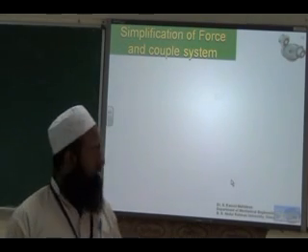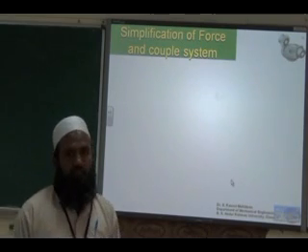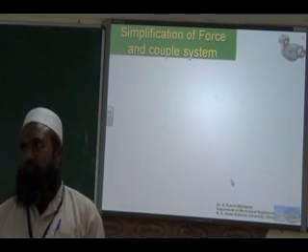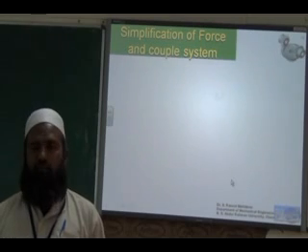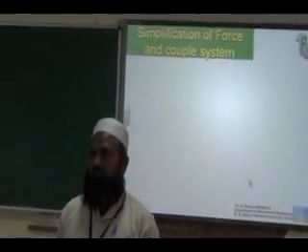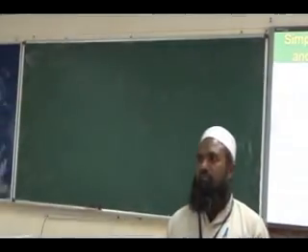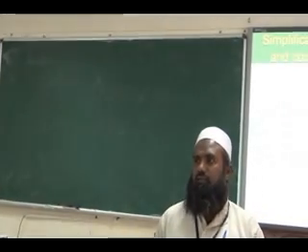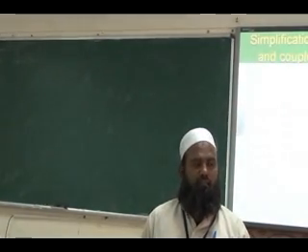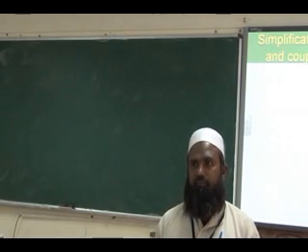Today we start with another important topic, simplification of force and couple system. We know a system or a body may consist of many forces and couples, forces and moments. So in order to analyze the system, we try to simplify it by converting it into a single resultant force system or single resultant moment system. Okay, so that is the first step.